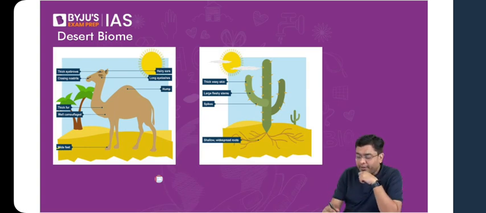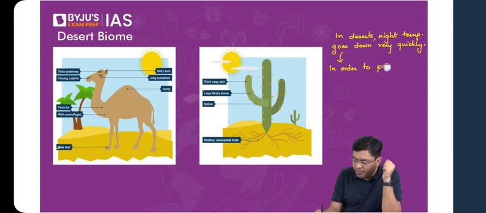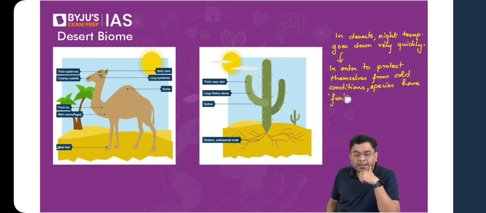So in deserts, night temperature goes down very quickly. In order to protect themselves from cold conditions, species have fur. Okay, right? So that is why in the case of the deserts, you'll find that many of the species have the presence of fur as well.